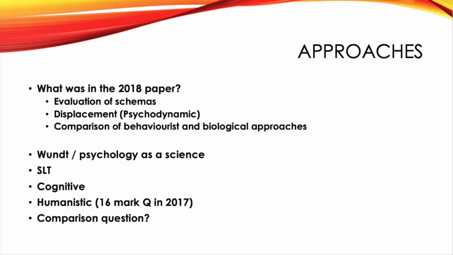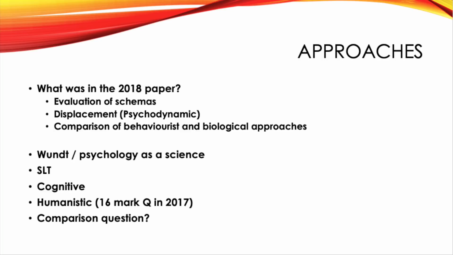Next, we've got the humanistic approach, which of course was that 16-mark question in 2017, but there's nothing to say it won't come up as a smaller question again this year. So within that, you've obviously got the idea of free will, self-actualization, you've got that hierarchy of needs, the ideal self compared to the actual self and that congruency or incongruency, as well as client-centered therapy.